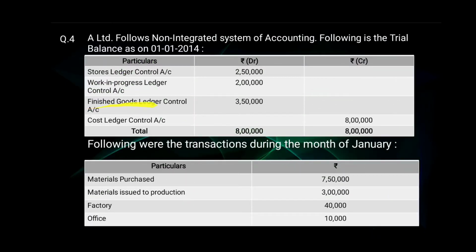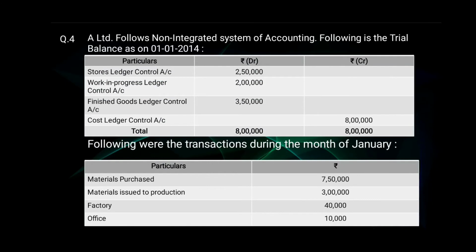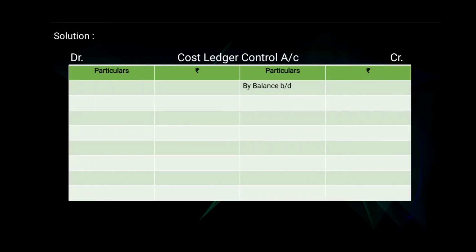Next, finished goods ledger control account. Amount is given as 3,50,000. So we'll record it in finished goods ledger control account on the debit side. To balance brought down, amount is 3,50,000. Next, cost ledger control account. Amount is given as 8 lakh. So we'll record it in cost ledger control account on the credit side. By balance brought down, amount is 8 lakh.